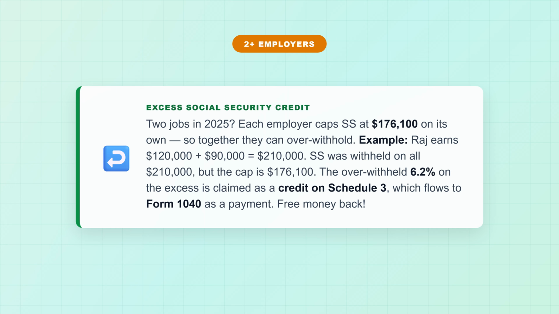Here's a great one preparers should never miss: the excess Social Security credit. Say someone has 2 jobs in 2025. Each employer caps Social Security at $176,100 on its own, so together they can overwithhold. For example, Raj earns $120,000 at one job and $90,000 at another, totaling $210,000. Social Security got withheld on all of it, but the cap is $176,100. That overwithheld 6.2% on the excess is claimed as a credit on Schedule 3, which flows to Form 1040. Free money back for your client.